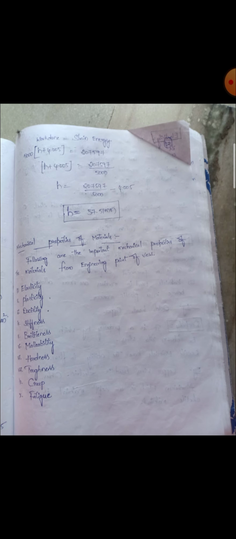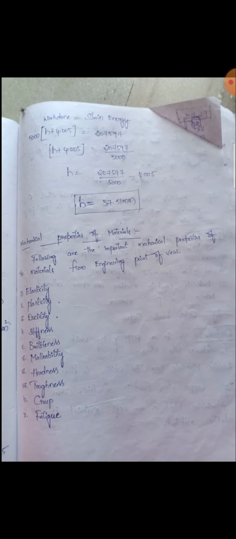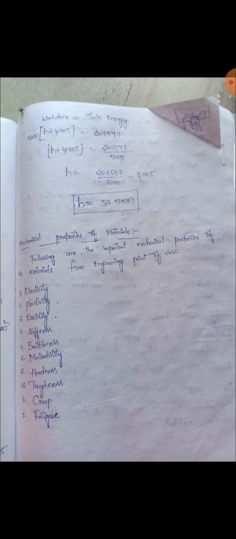So this is the last and final topic in this chapter. So what are the mechanical properties of materials? Here are some of the properties possessed by each material. The mechanical properties from an engineering point of view are elasticity, plasticity, ductility, stiffness, brittleness, malleability, hardness, toughness, creep, fatigue. So here there are 10 properties.